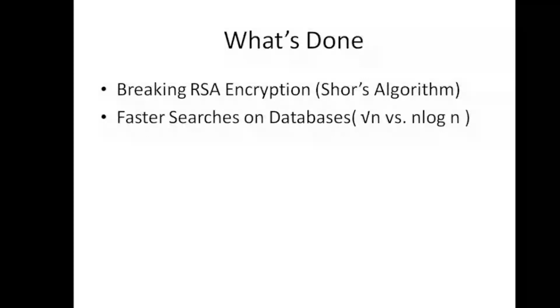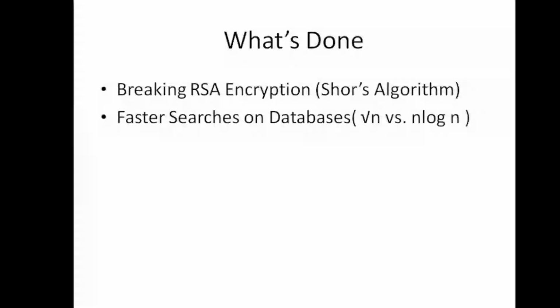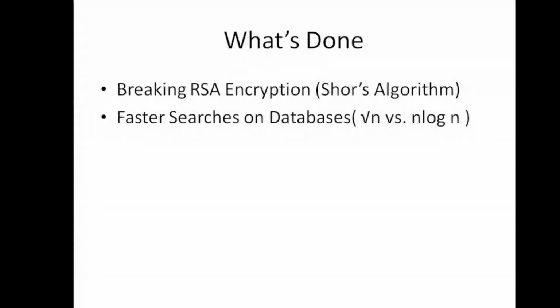The principle here is that any encryption works on big prime numbers, and we have to factorize them to break it, and we are able to do the prime factorization extremely fast in quantum computers. Second, what we have achieved is faster searches on databases. If a database has a size of n entries, then using quantum computers we'll get our result in square root of n time.